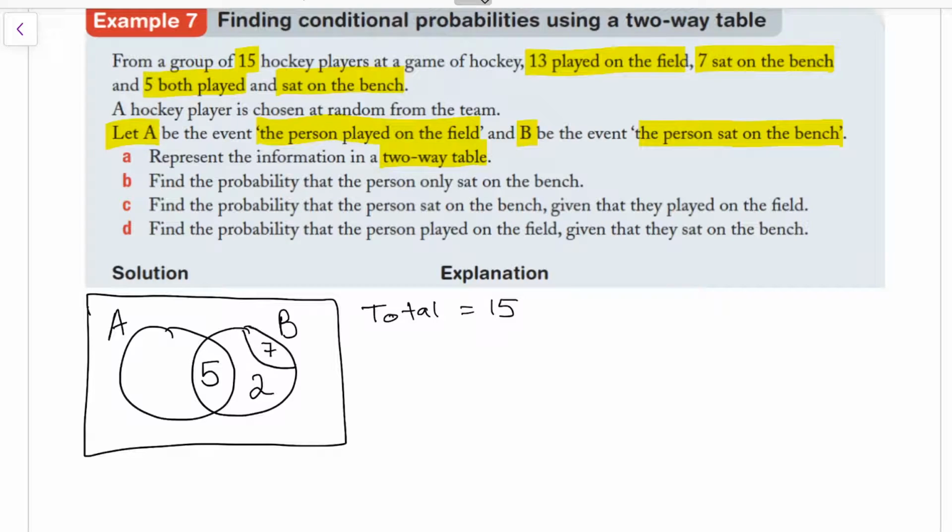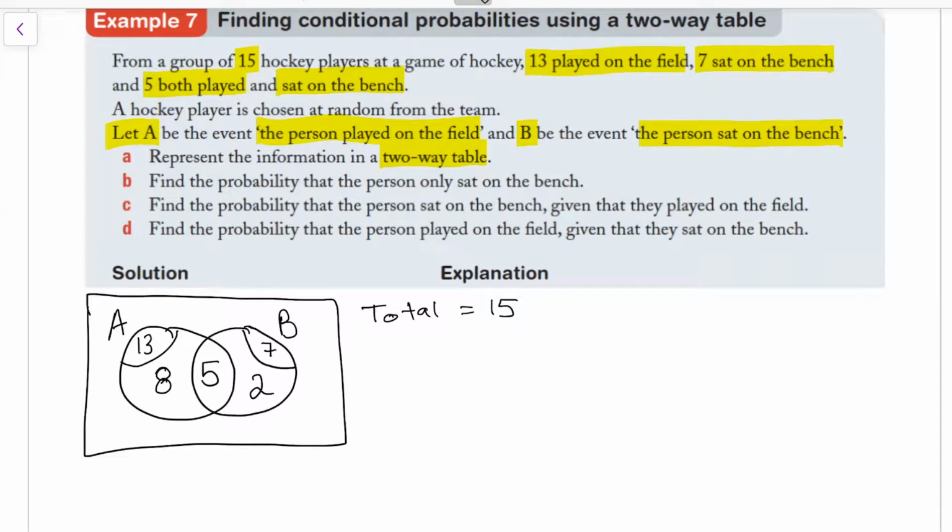Okay. We then go to the next one where we had 13 players on the field, okay, and we've had 5 that did both, but how many only played and did not sit on the bench? Well, there was 8 that only played.